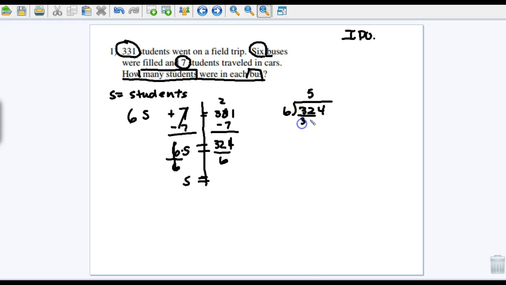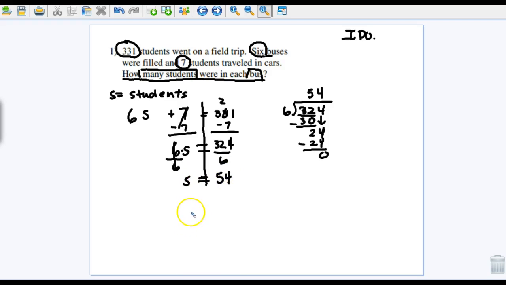6 times 5 is 30, and I'm going to go ahead and subtract. This gives me 2, and then I bring down my 4, right? This is a 0. So now 6 times what is 24? I know 6 times 2 is 12, 6 times 3 is 18, and 6 times 4 is 24. So 6 times 4 is 24. I subtract it, and I get a 0 remainder, so I know S is equal to 54.